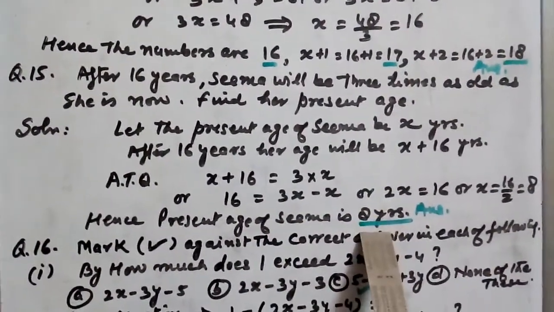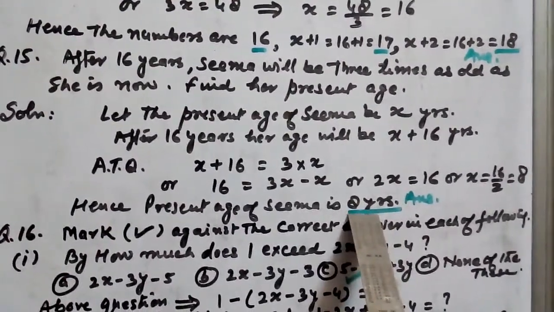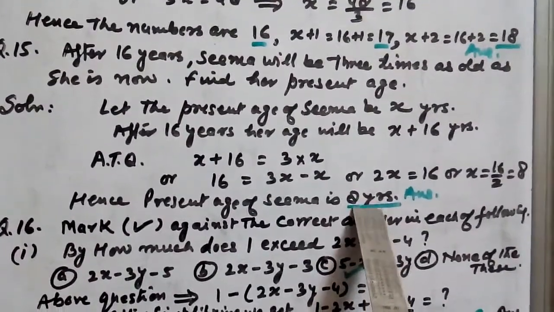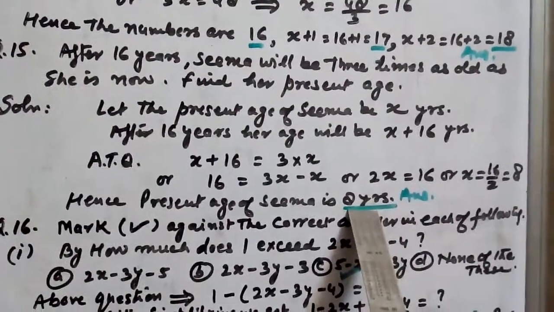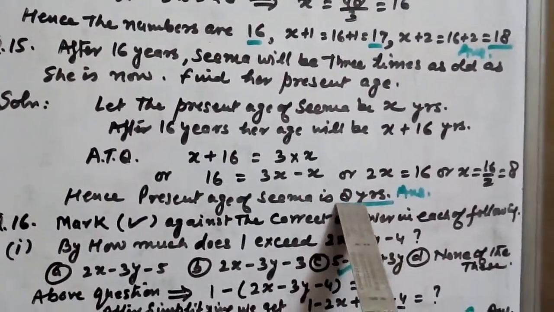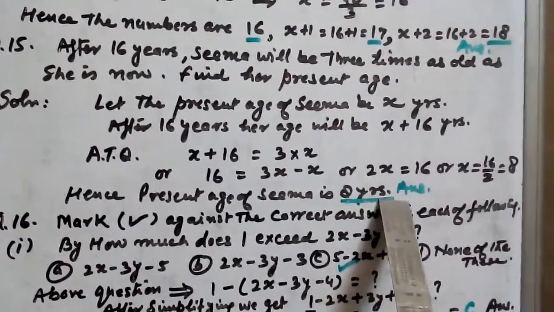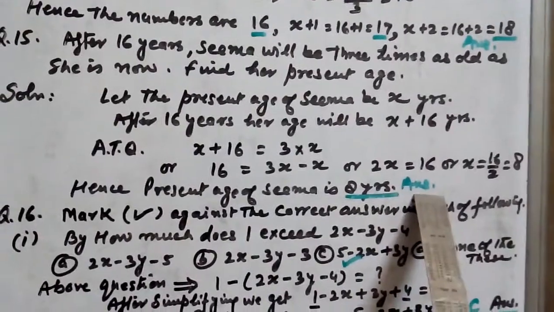You can very well check the answer also, children. Suppose Seema's present age is 8 years. After 16 years, she will be 24 years, which means 3 times her present age. 3 times 8 years, 3 eights are 24. Children, I hope you will be getting it.